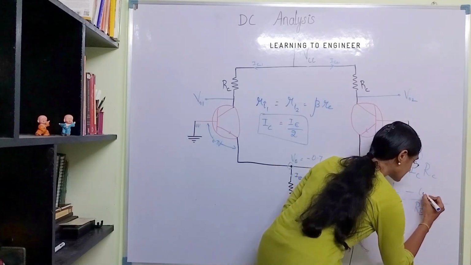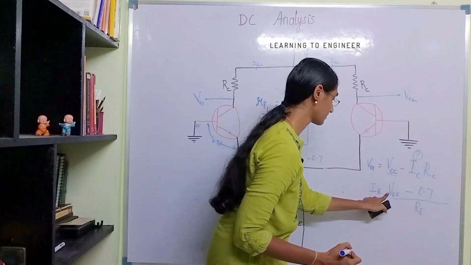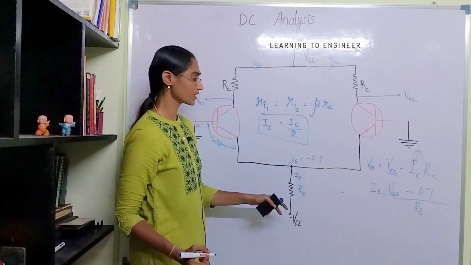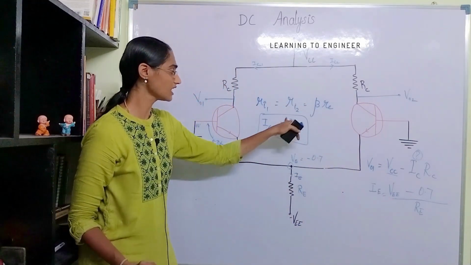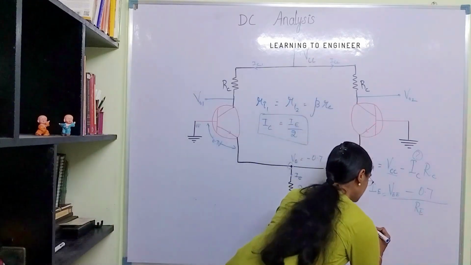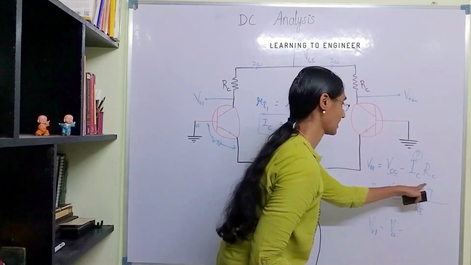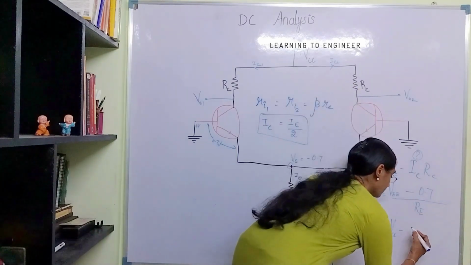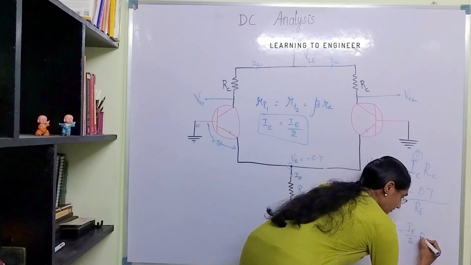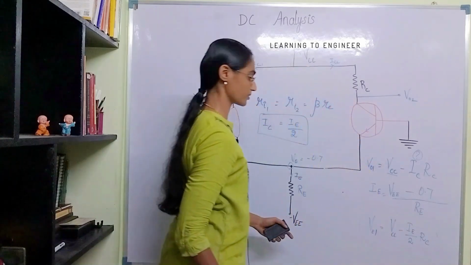VEE minus 0.7 divided by RE will give the value of the current IE. Okay, so what is IC? IE divided by 2, right? Is equal to VCC minus IE divided by 2 into the value of RC. So this will give me the DC output.